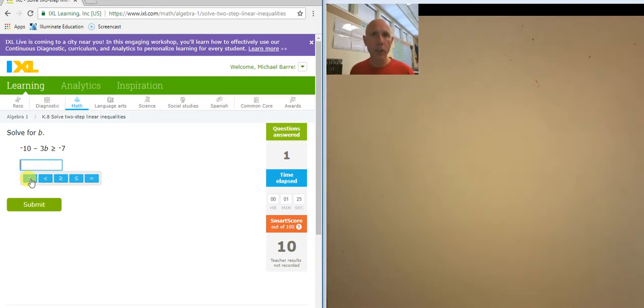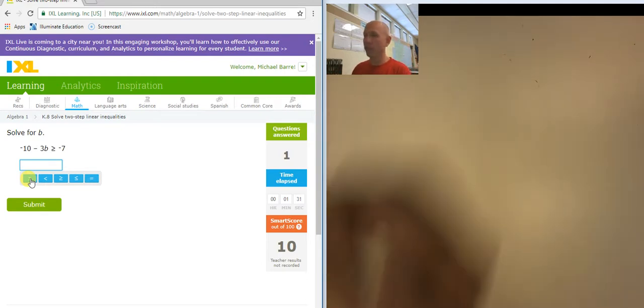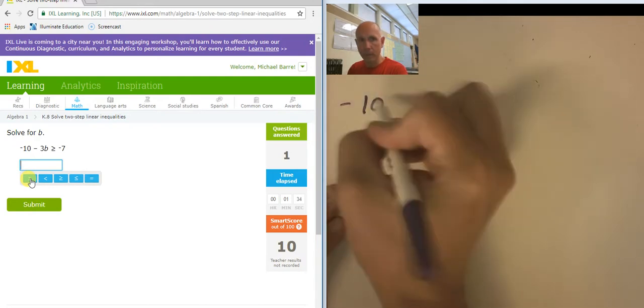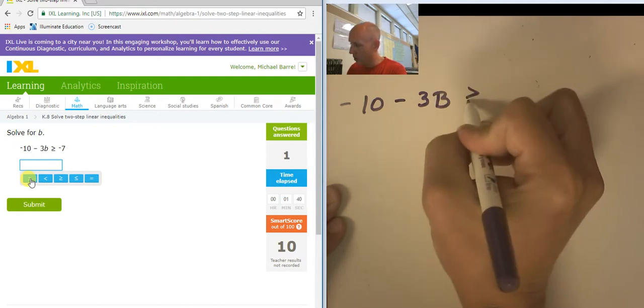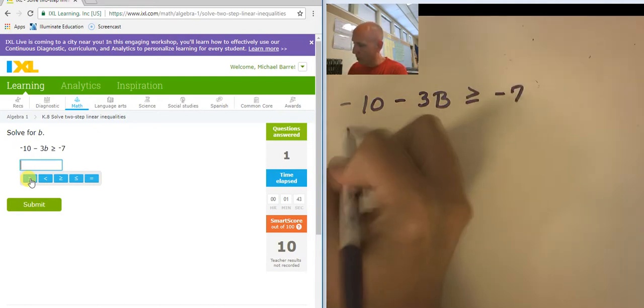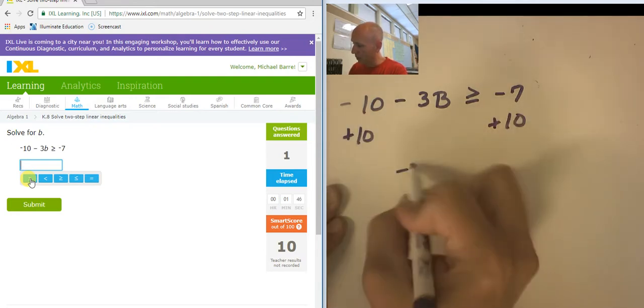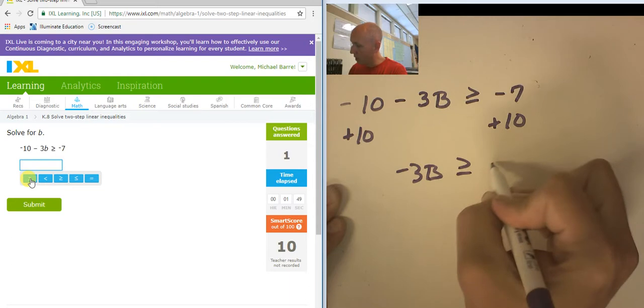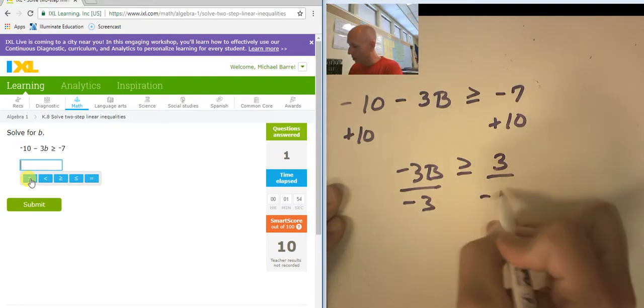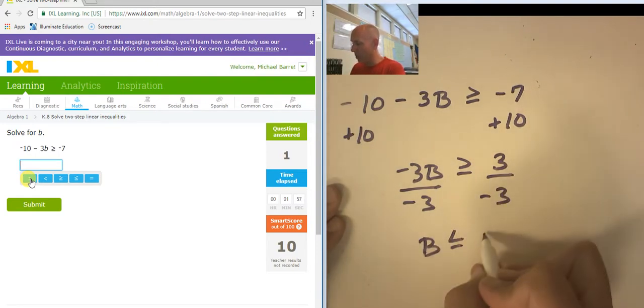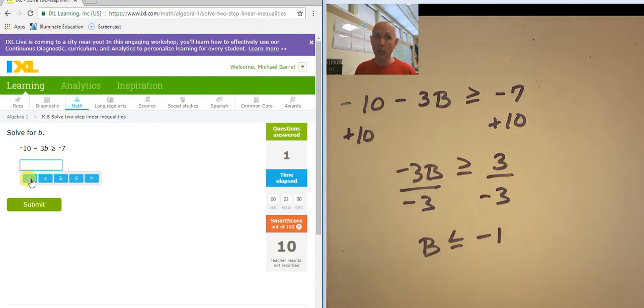All the rules for solving equations work here, except you need to remember that one rule to rule them all, to flip the inequality symbol. So negative 10 minus 3b is greater than or equal to negative 7. I'm going to start by adding 10 to both sides, plus 10. So negative 3b is greater than or equal to 3. I'm going to divide both sides by negative 3. So b is less than or equal to negative 1. Notice I flipped the inequality symbol. So b is less than or equal to negative 1.